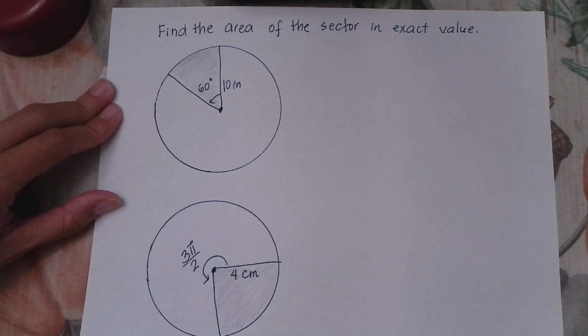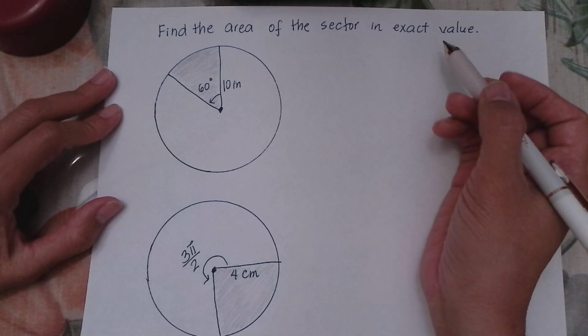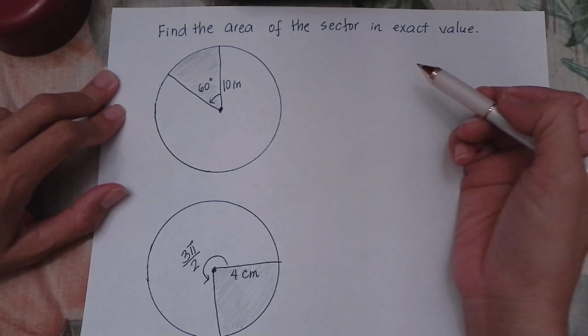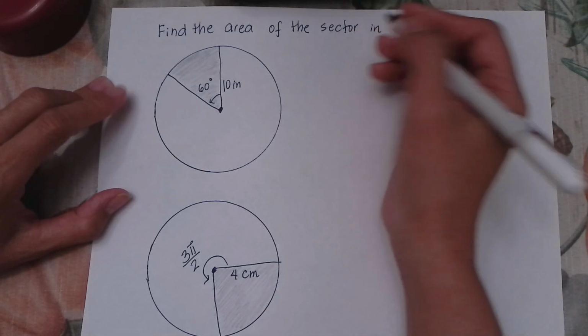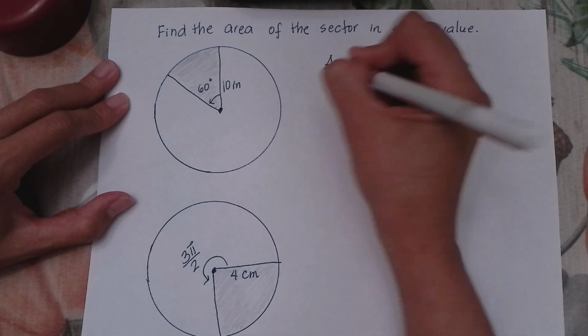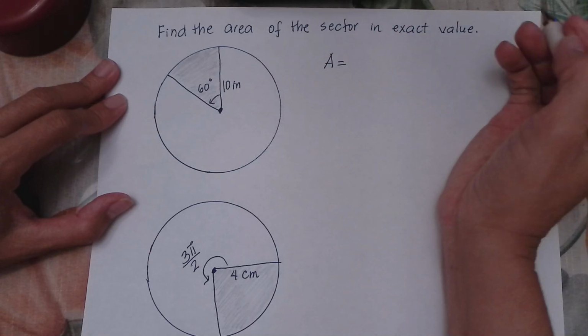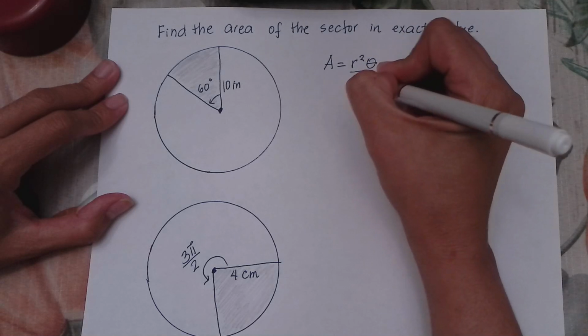In this video, you'll be learning how to find the area of the sector. And in this particular example, we need to express our answer in exact value. So the formula to find the area of the sector is this. Area is equals to r squared theta divided by 2.